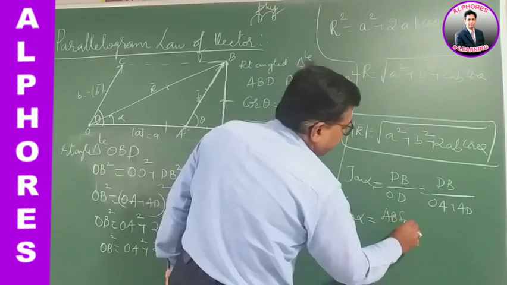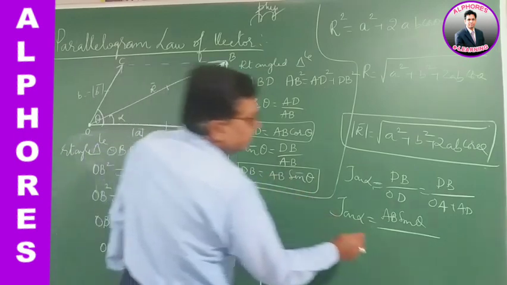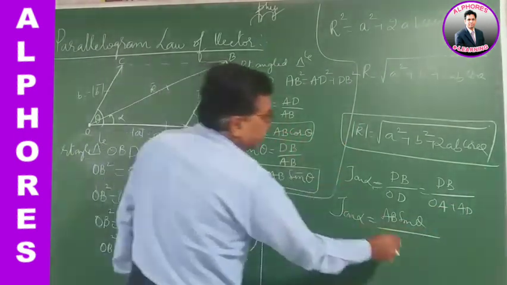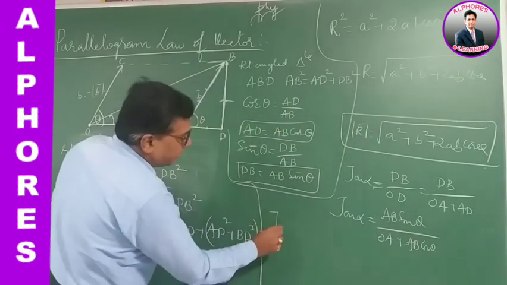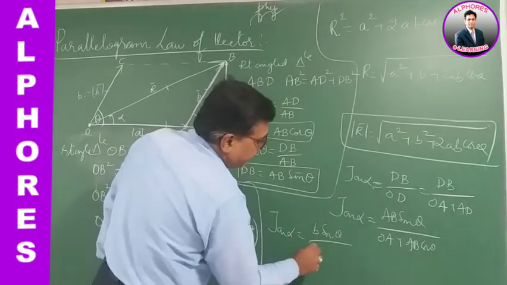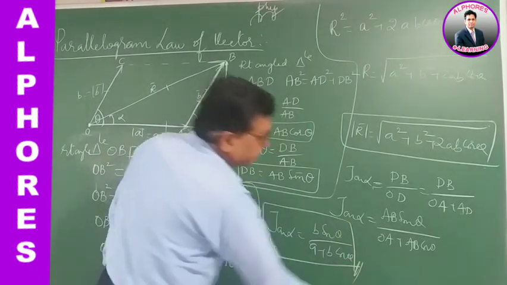So it's AB sin theta by OA plus AD. That is OA plus AD. AD is AB cos theta. So this is AB cos theta. Therefore tan alpha is B sin theta by A plus B cos theta. This way we find the resultant vector.